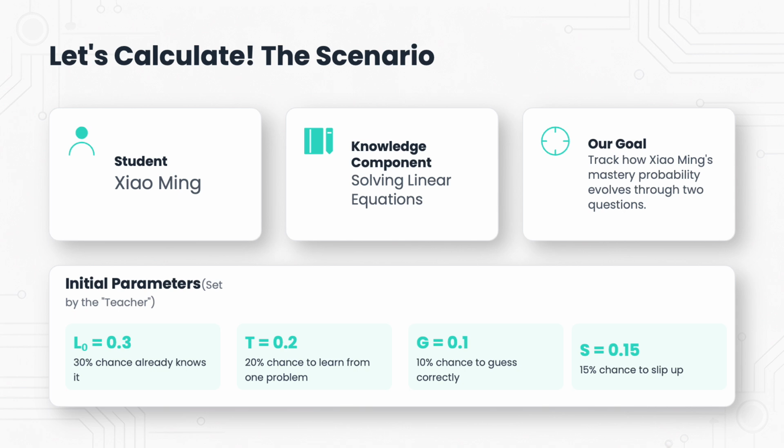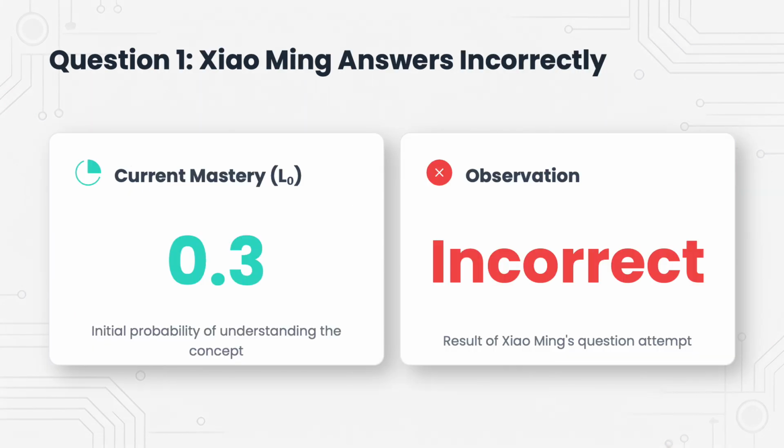Xiao Ming's initial mastery probability is 30%. He attempts the problem and gets it wrong. Now, let's perform the first step, the observation update. When a student answers incorrectly, we use this specific formula. The numerator represents the probability of not knowing the answer and not guessing correctly. The denominator normalizes this by adding the probability of knowing the answer but slipping up.